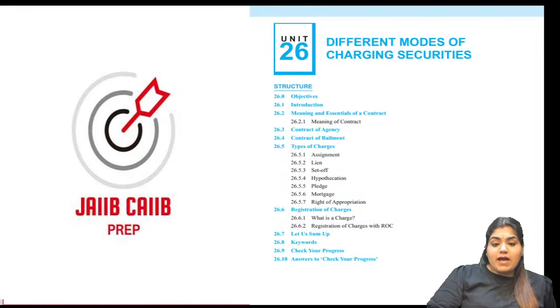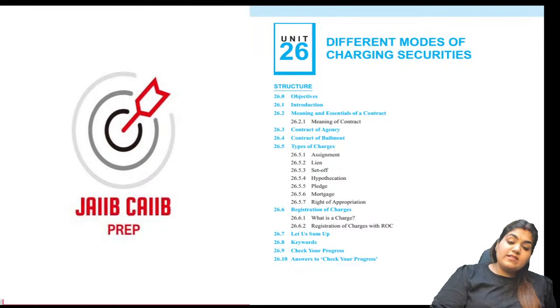If there is an FD in my name of 5 lakh rupees and I have a loan taken from the bank of 3 lakh rupees, the bank can say, we will not pay you the whole 5 lakh rupees, we will pay you just 2 lakh rupees, let's cancel out your loan. This is set off. Can the bank set off randomly?